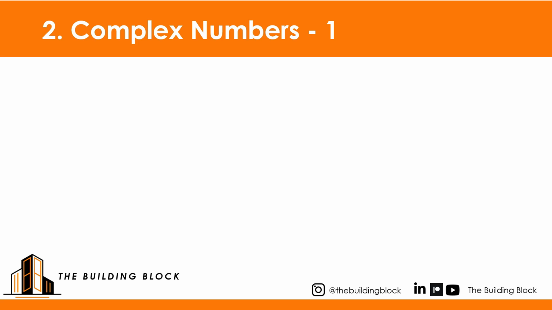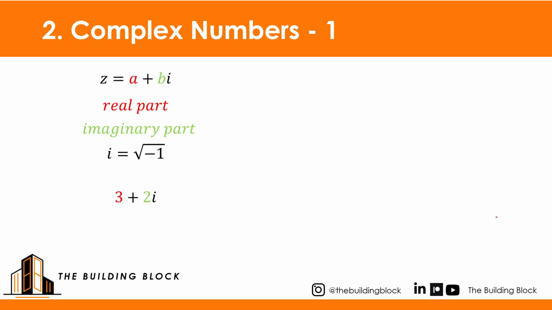Today, we begin our journey into complex numbers. So, what exactly is a complex number? It is a number that has two parts, a real part and an imaginary part. The imaginary part is written with an i, which represents the square root of minus 1. An example of a complex number is 3 plus 2i.